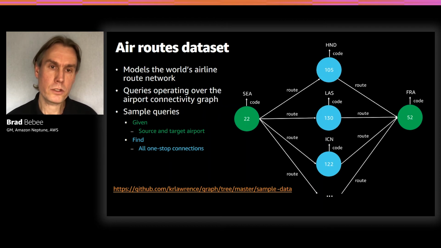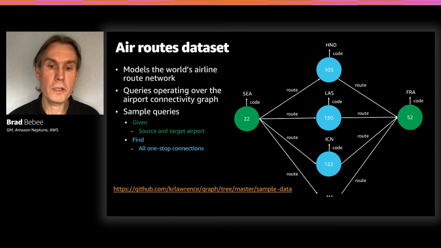Now, if you look at the circles, they represent the nodes. The arrows labeled with routes represent edges that are representing routes. You'll see that the arrow on the end indicates it's a directional edge. All edges in Neptune are directional. And in this case, the code pointing to the airport codes is representing a property on that graph.